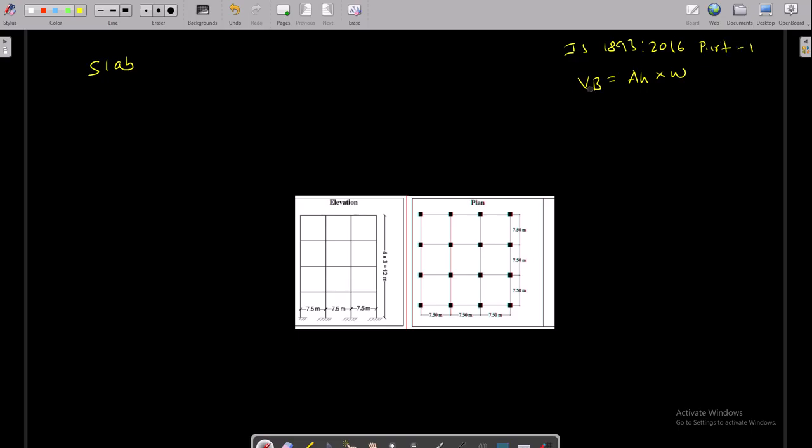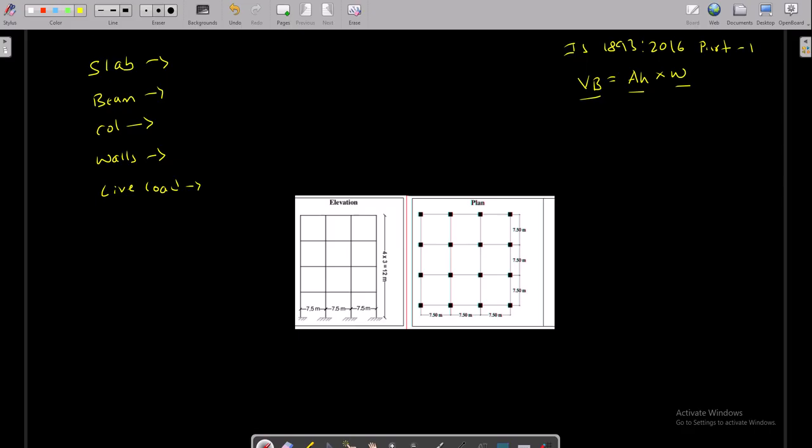Here VB is the base shear, AH is the horizontal acceleration, and W is the seismic weight of the structure. The seismic weight of the structure includes the weight of slab, the weight of beams, the weight of columns, the weight of walls, and the live load.